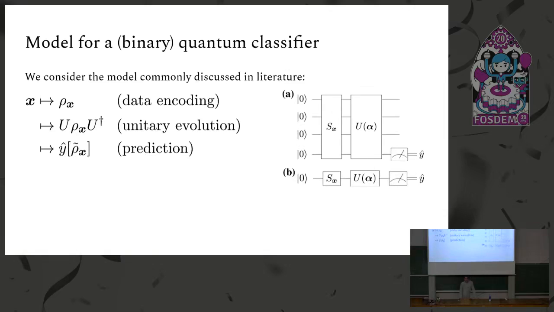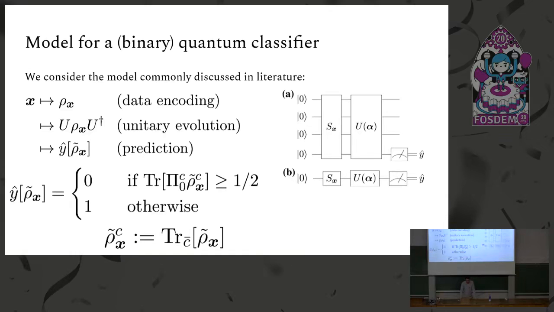So what I want to do is formally define at a mathematical level what the quantum classifier model we're considering is. So the first thing, like I said, is we start with some data point x, which is our feature vector, and we map that into a quantum state, rho sub x, and this is the encoding. After this, we evolve with some unitary, and then we make a prediction. So here on the lower right, you see this example for 1 qubit, that's what we saw, and you can generalize this to more qubits at the top.